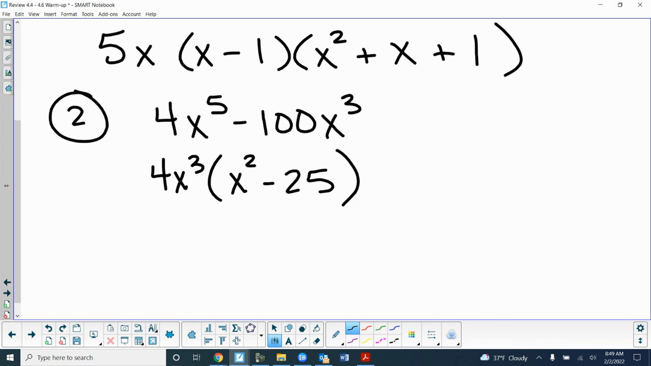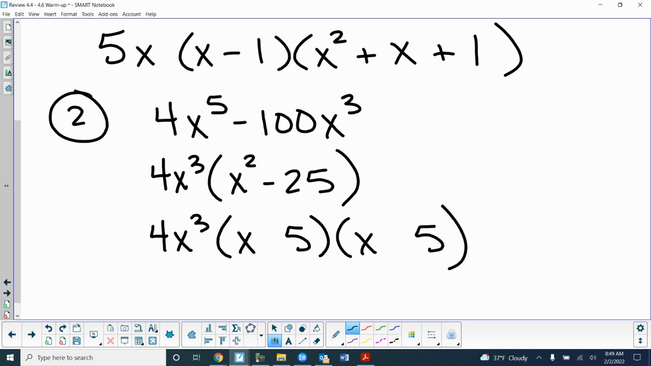Well, what is x squared minus 25? Difference of squares, right? All right, so take the square root of x squared and the square root of 25. And then what? One's addition, one's subtraction. Okay?